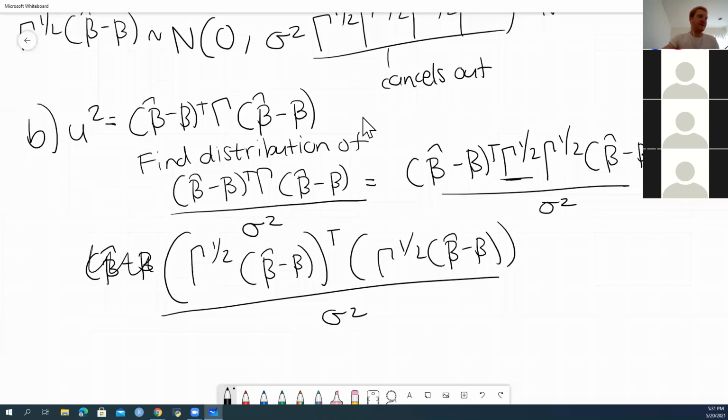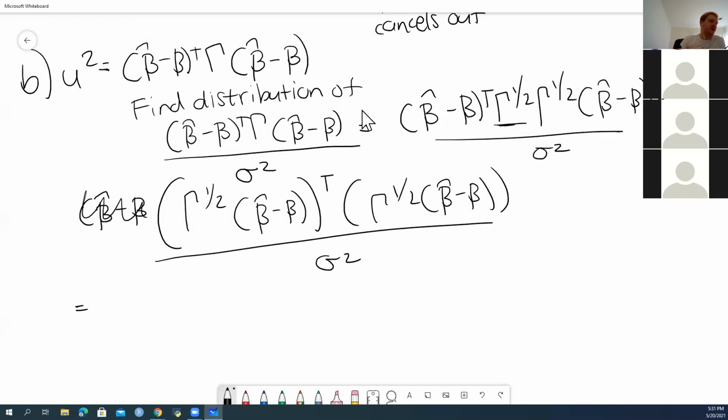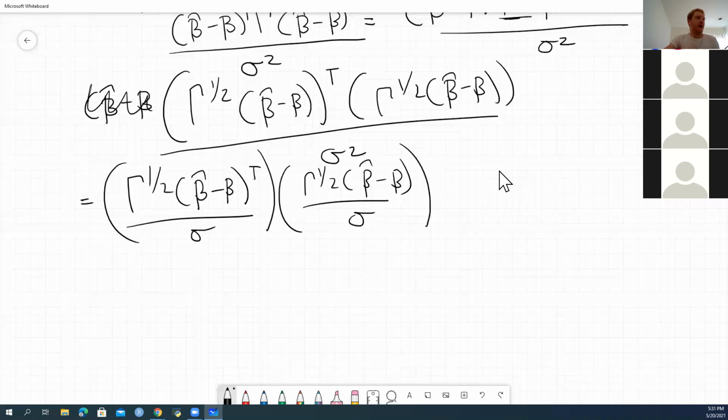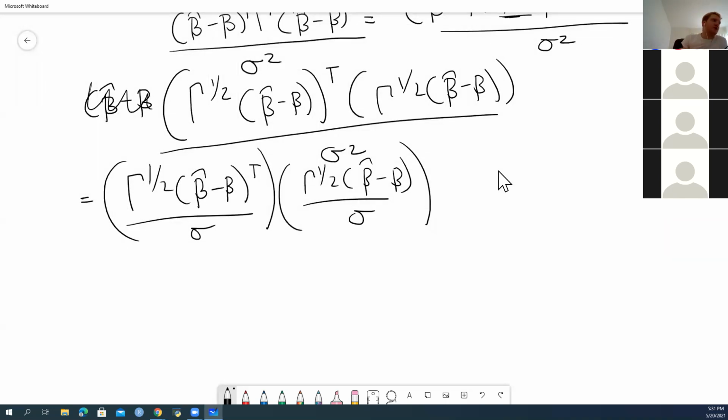Now you can also write this as gamma 1/2 beta hat minus beta transposed over sigma times gamma 1/2 beta hat minus beta over sigma. And we know these distributions. So what is the distribution of this? It doesn't really matter that it's transposed.